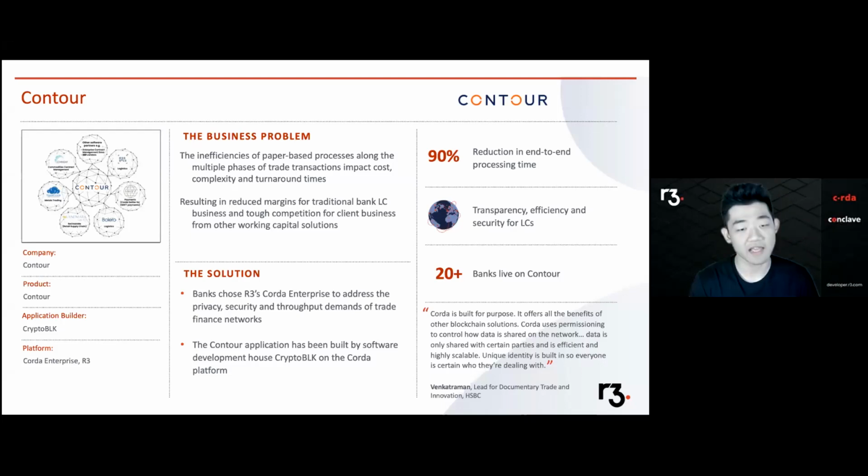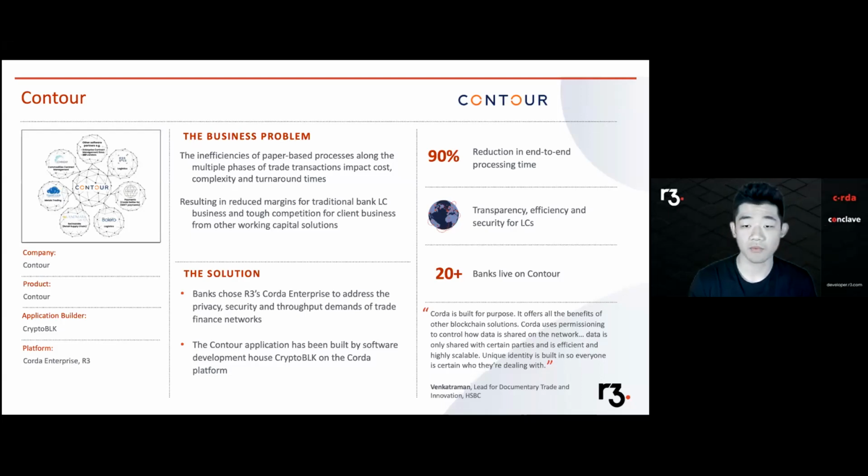It has a lot of steps, and right now it's paper-based. So the problem is the inefficiency of the paper-based process, along with multiple phases of trade transactions that impact costs, complexity, and turnaround time. This results in reduced margin for the traditional bank letter of credit business and tough competition for client business from other working capital solutions. So we partnered with a company called Contour and developed these solutions together.